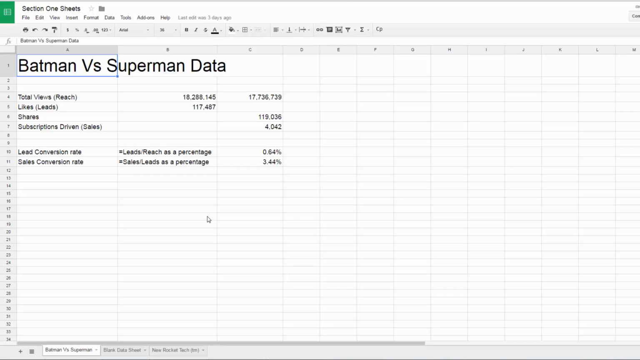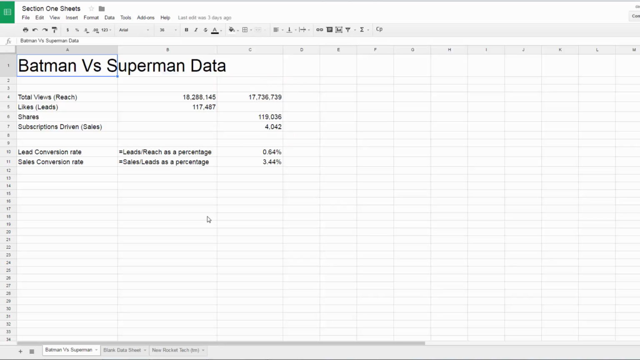If you look at the data, we have our total views, likes, shares, and subscription-driven sales. Now I've categorized these into two different categories. The first area is your total views and likes. This is where you get the information from just underneath the video, not from the actual data or additional data. Whilst the other total views, shares, and subscription-driven sales is directly from their video statistics.